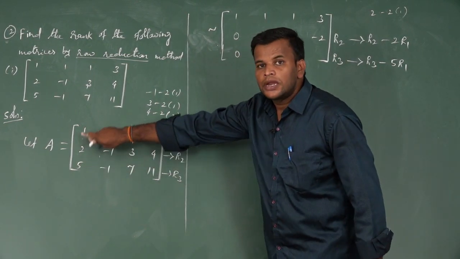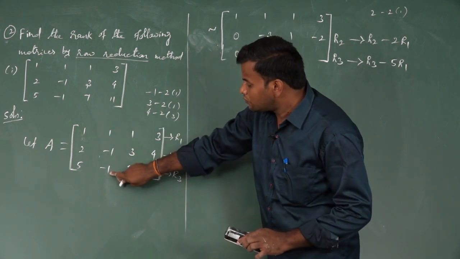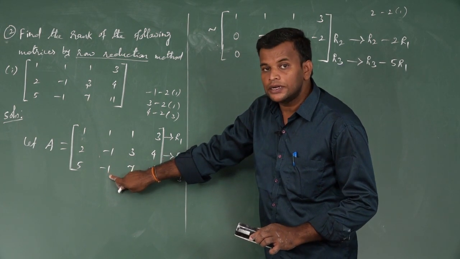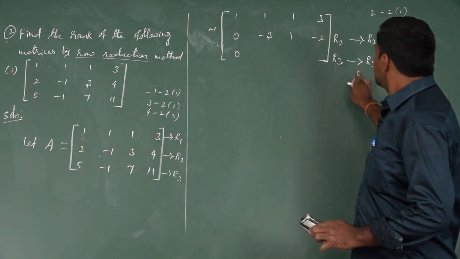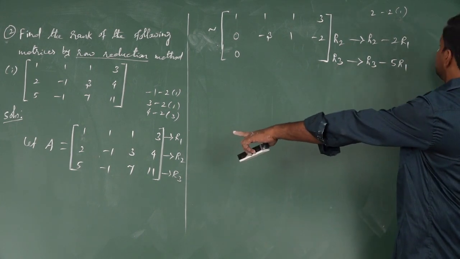5 minus 5 ones, 5 minus 5 is 0. Now we consider this element, minus 1. How to write R3? We write R3 as R3 minus 5R1. You see here the R3 value is minus 1.